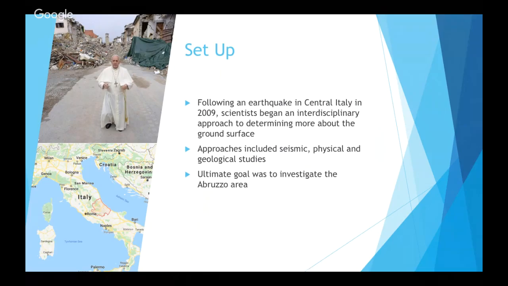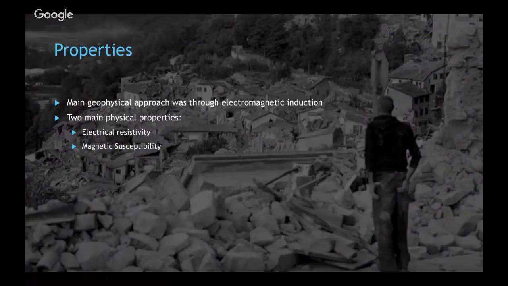Our case study was conducted following an earthquake in central Italy in 2009. There was a devastating earthquake in Abruzzo, Italy. Following this earthquake, there was a multidisciplinary government study, and they were hoping to figure out if they could somehow predict these earthquakes in the future. The main properties they were measuring with their survey were electromagnetic induction around this area. The two main physical properties associated with that were electrical resistivity and magnetic susceptibility.